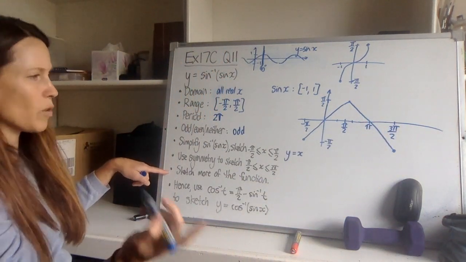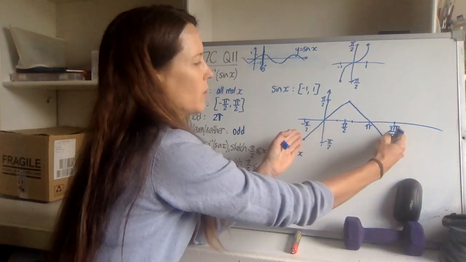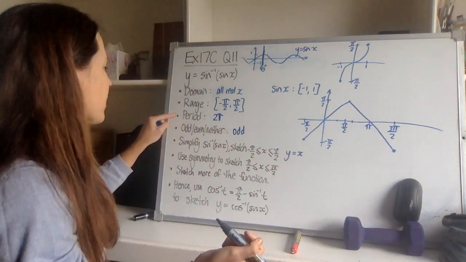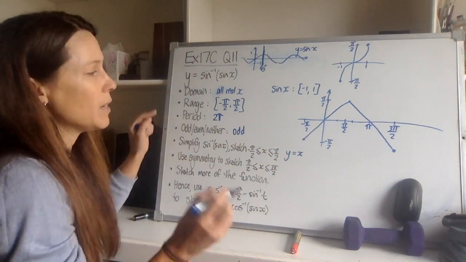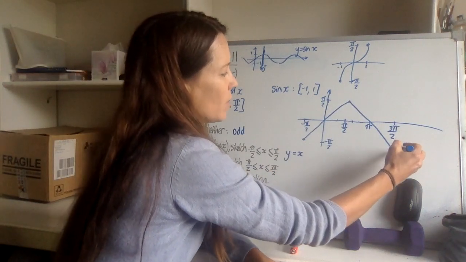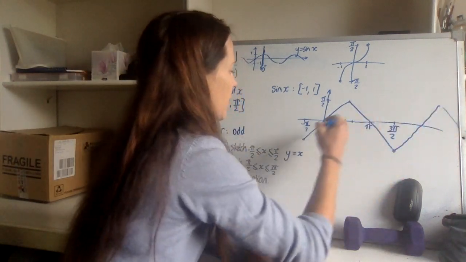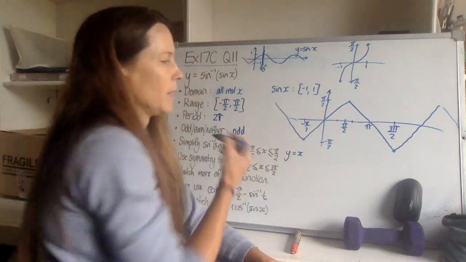Then when it says sketch more of the function, well, we've actually sketched a whole 2 pi of it now, and we've reasoned that it probably has a period of 2 pi. So it's back to where it started. It's literally just going to go up again and down again, and it's going to continue on like that.